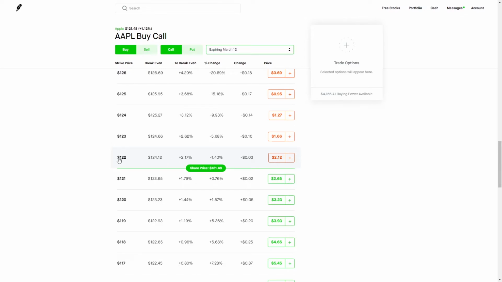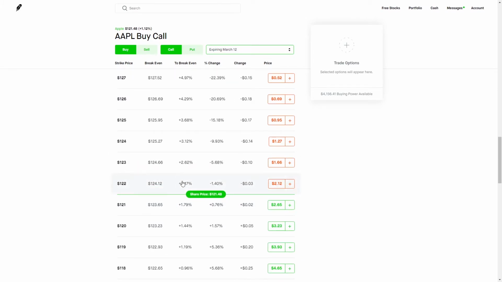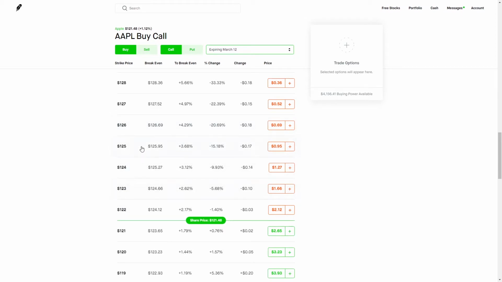So how this works is if Apple stays above $122 by expiration, which is March 12th, we will be given the right to buy 100 shares at $122. Options are a way to exponentially grow your gains, but you could also lose a lot of money because it's basically leveraged returns. You make a lot of money if the stock just goes up a few bucks because we are multiplying our returns by 100.